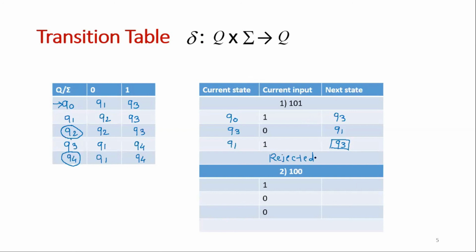Now let us check one more example, that is 100. Again start with Q0. Q0 for 1 goes to Q3. Then Q3 for 0 goes to Q1. Then Q1 for 0 goes to Q2. Now this Q2 will be the last state for the input 100, and as Q2 is a final state, this input, that is 100, will be accepted.